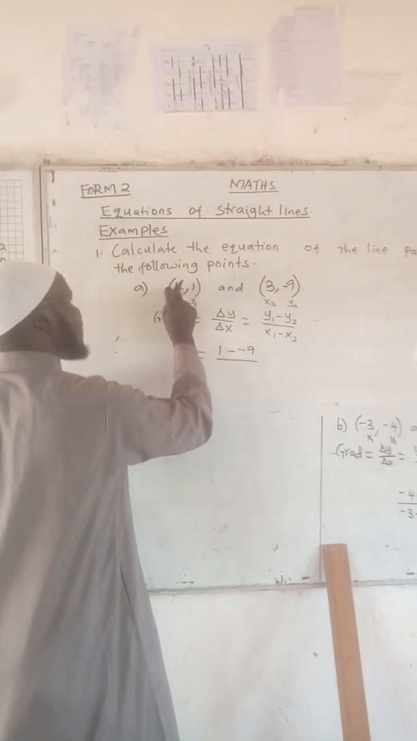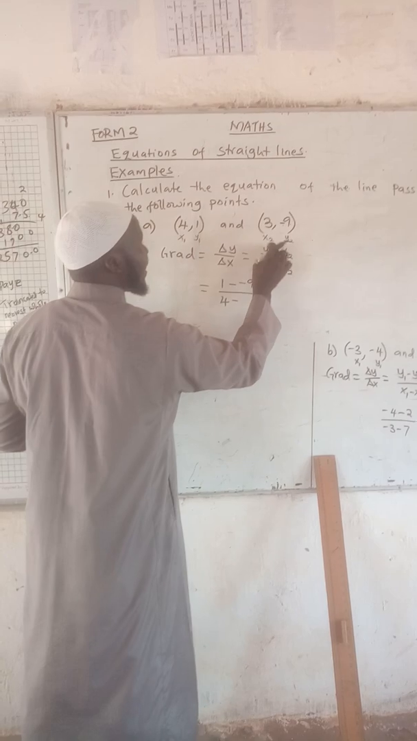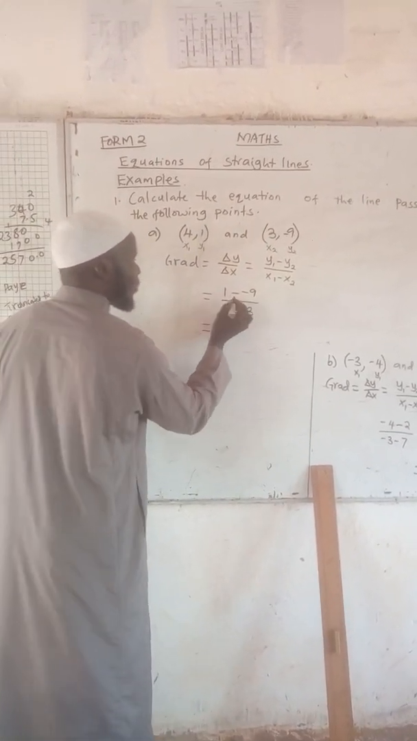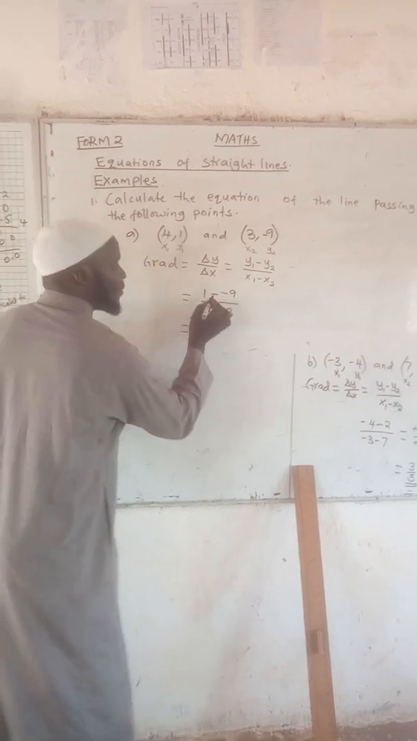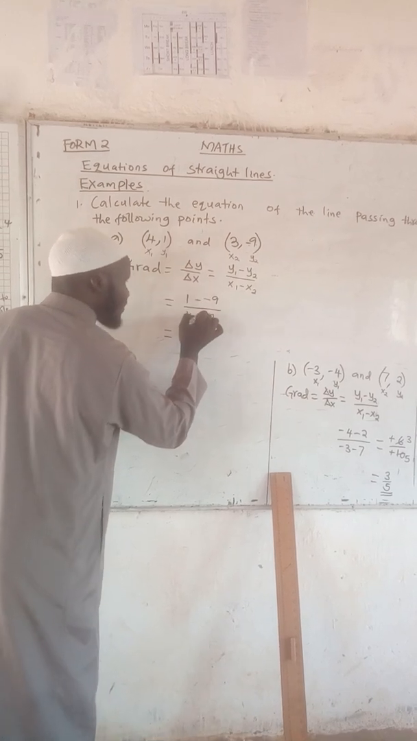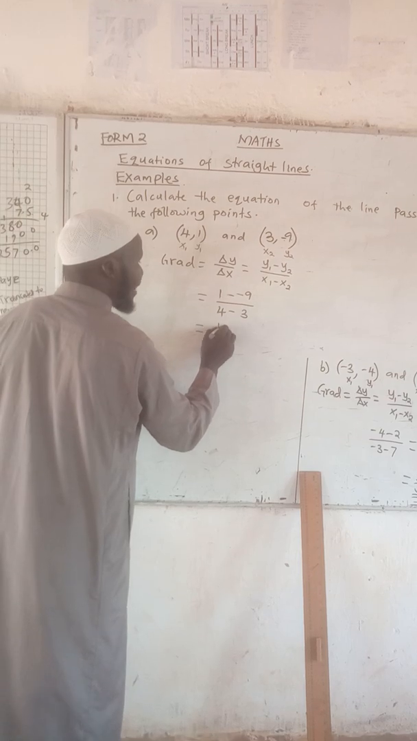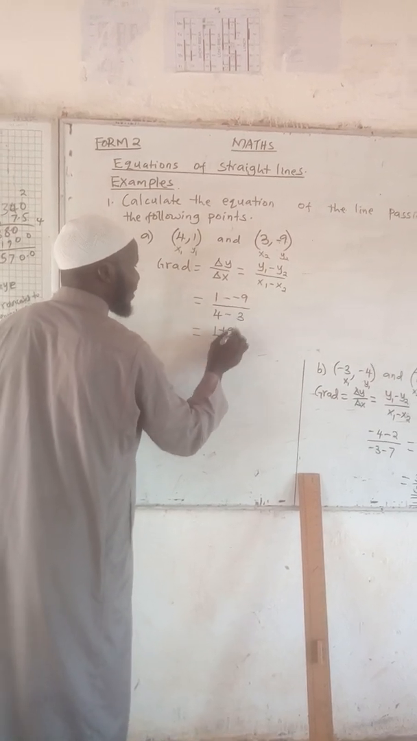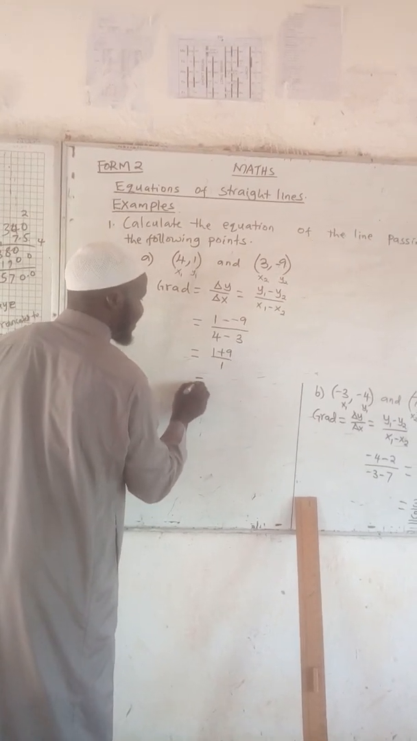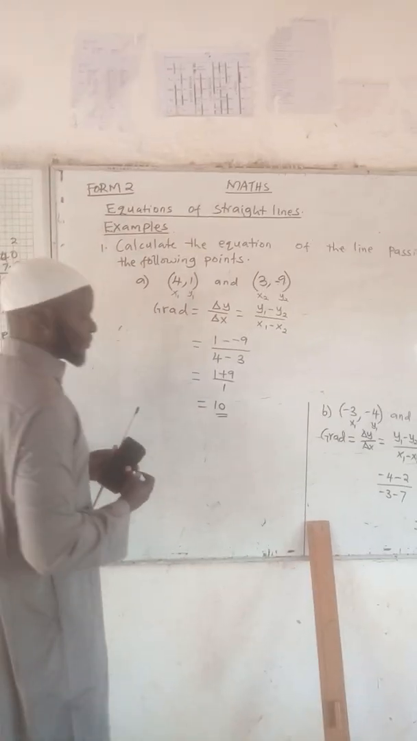x1 is 4 minus x2 is 3. Now this will be equal to 1 minus minus 9. You see minus followed by another minus, it becomes positive. That there will be positive. So that means that this will be 1 plus 9 over 4 minus 3 is 1. So this plus this is 10. So that means that the gradient of that line is 10.